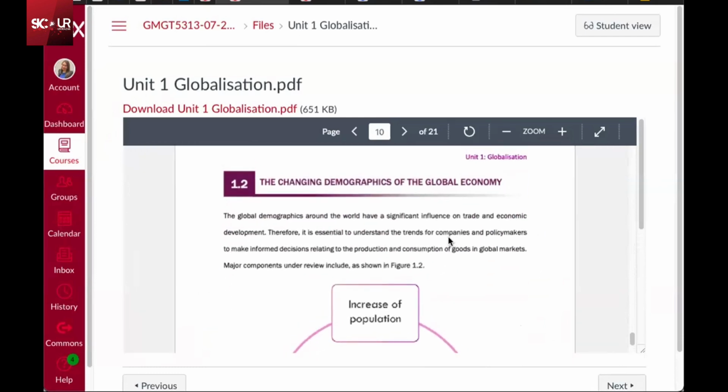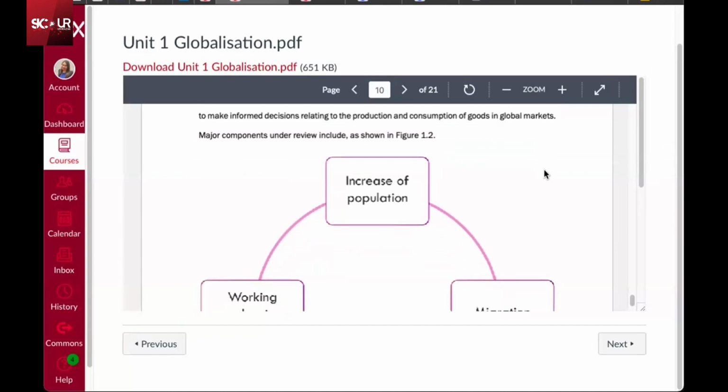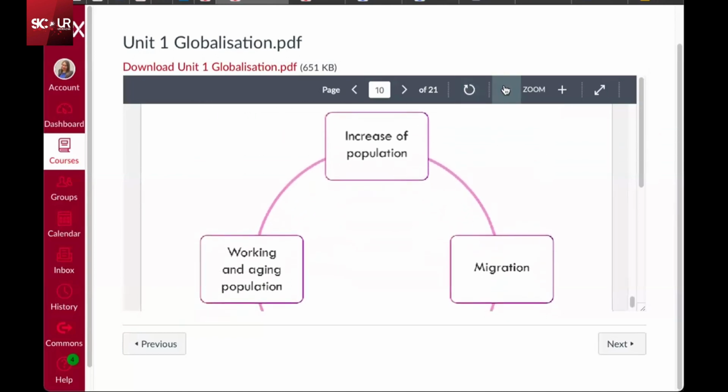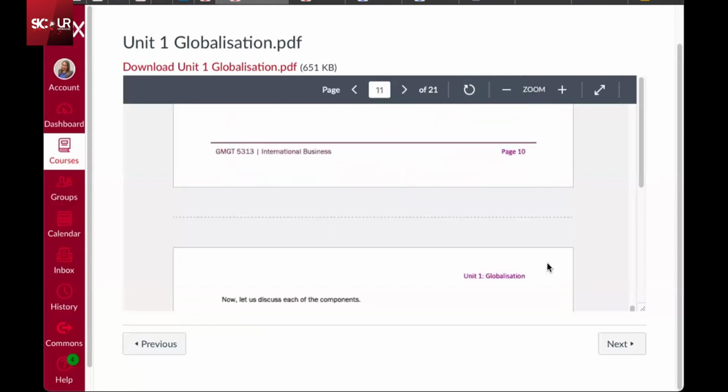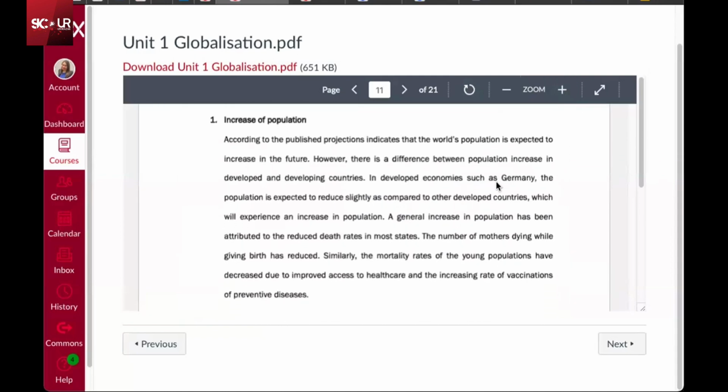The changing of global demographic around the world has a significant influence on trade and economic development. So it is essential to understand the trends for companies and policymakers to make informed decisions relating to the production and consumption of goods in the global market. Major components under review are, for example, the increase in population, working and aging population, migration, and also life expectancy. For increase of population, in the future, however, there is a difference between developed and developing countries. In developed economies such as Germany, the population is expected to reduce slightly compared to other countries, which will experience an increase in population.